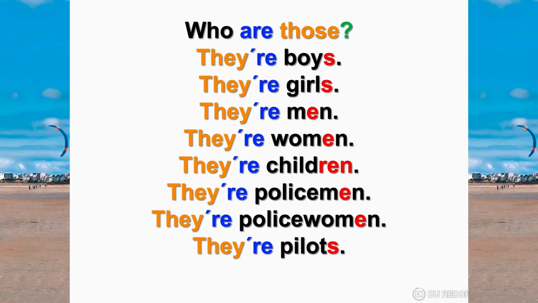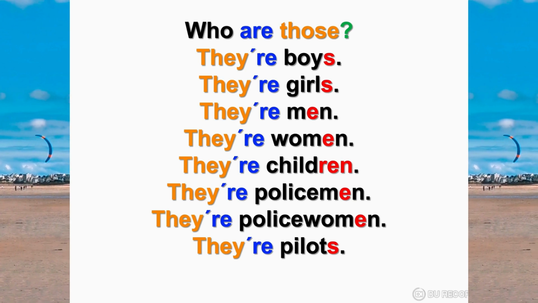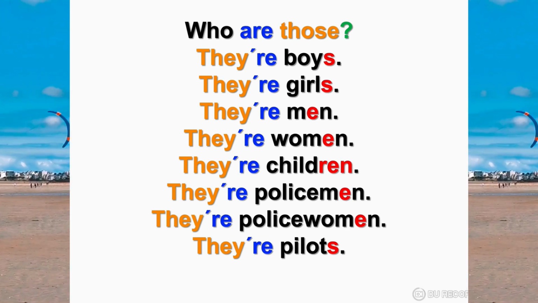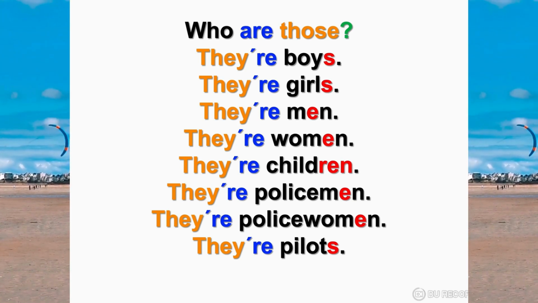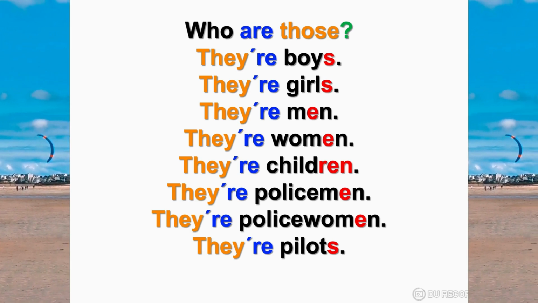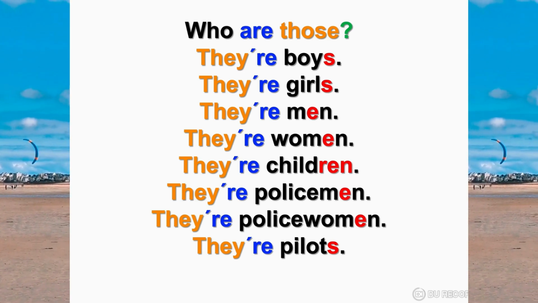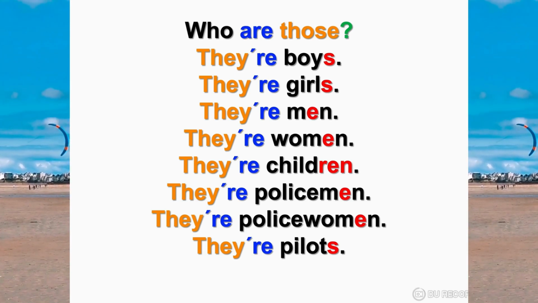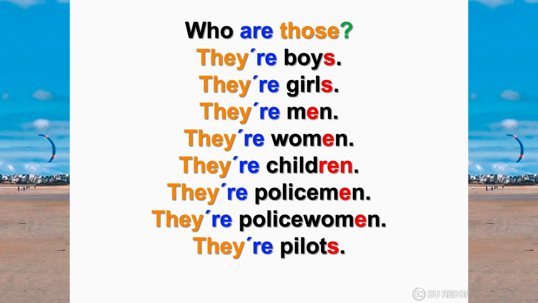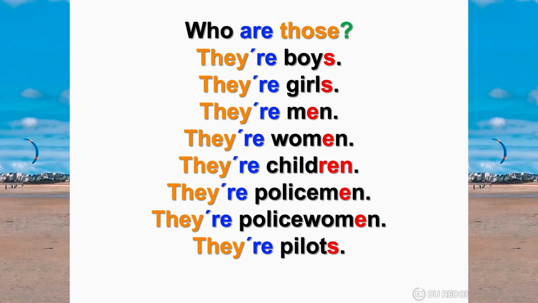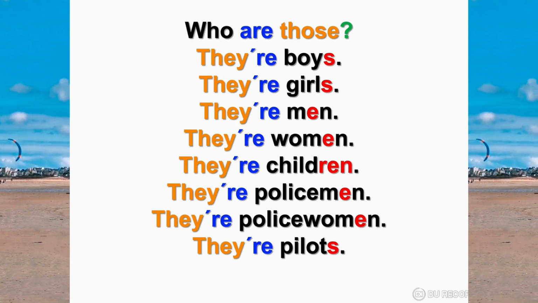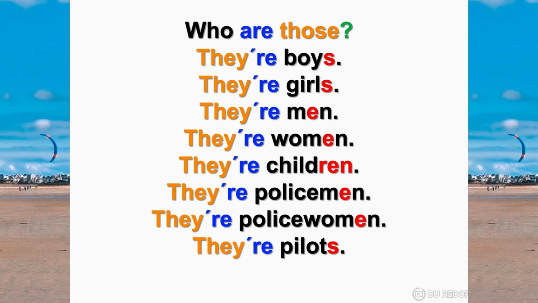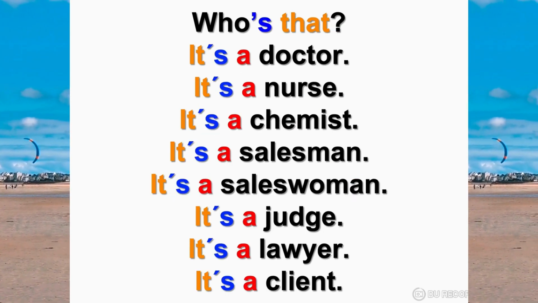They're boys. They're girls. They're men. They're women. They're children. They're policemen. They're policewomen. They're pilots. Let's repeat after me. Who are those? They're boys, girls, men, women, children, policemen, policewomen, pilots.